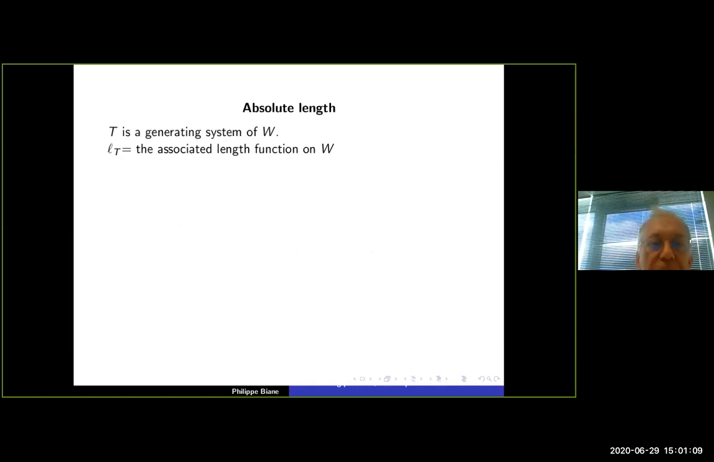Okay, so now I can define the absolute length and the absolute order on a Coxeter group. For this, I consider T the set of all reflections. In the case of the symmetric group, it is the set of all transpositions. This is a generating system for the group W. Because it is a generating system, there is a length function associated to W.